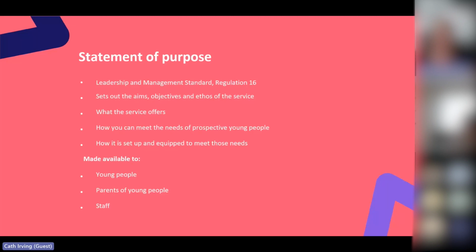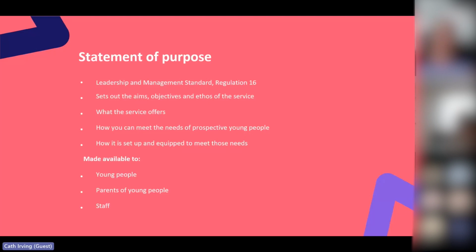The information set out in that statement of purpose is an essential part of the process of the agreement between the registered person and the accommodating authority, ensuring that the placement with the provider is the right one for that young person, and that the service is going to be effective in responding to meeting their needs. Accommodation authorities are going to be using that information contained within the statement when they're making their decisions about which service and provider can best meet the needs of that young person.